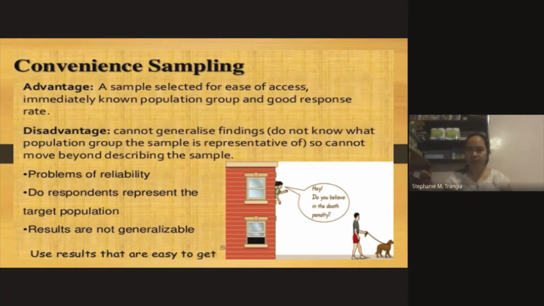Or, sometimes, if we survey our classmates, we usually prefer our close friends. So that's convenience sampling. So it is actually the least desired sampling method among all the sampling methods.